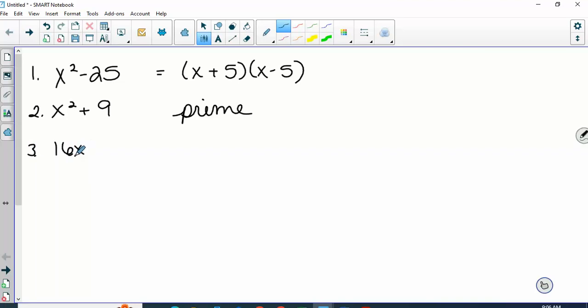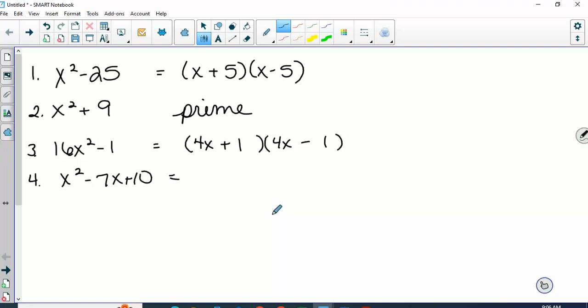Right, number 3. How would I factor this? So 16x squared would break into a 4x. One's plus and one's minus. And what multiplies to 1? Alright. In factoring, we always check for a greatest common factor first. And if that doesn't work, then we look for difference of squares, trinomials, those kinds of things. So when you're factoring trinomials, we want it to multiply to, so 2 numbers that multiply to a positive 10 and add to a negative 7.